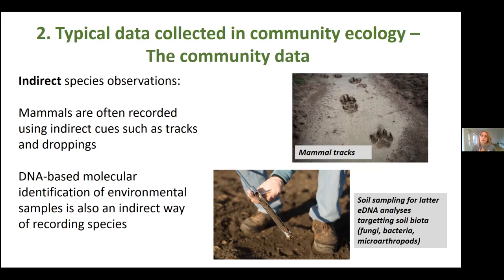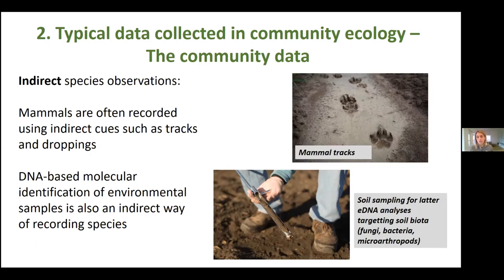But recently in community ecology, we are seeing a big rise of another kind of data coming from indirect observations. And these are the so-called DNA-based molecular identification of environmental samples. This is also an indirect way of recording a species.